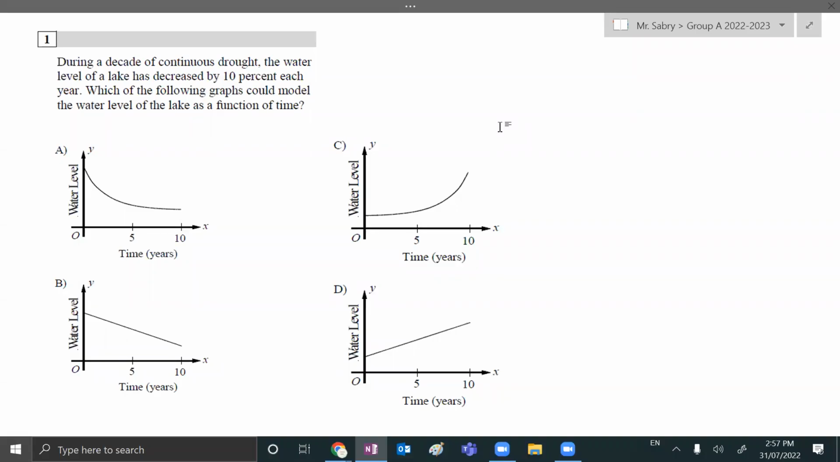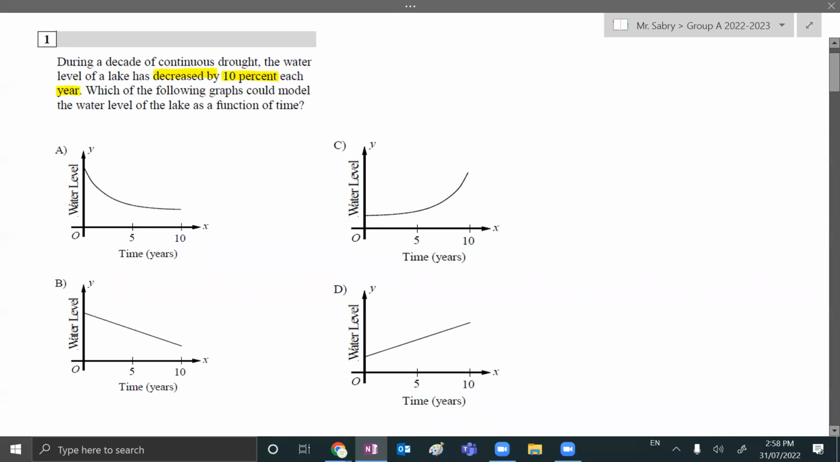Yeah, so it says during a decade of continuous drought, the water level of a lake has decreased by 10% each year. So there is a decrease, and by 10% each year. Which of the following graphs could model the water level of the lake as a function of time? So what can I get out of the words that I've read so far?